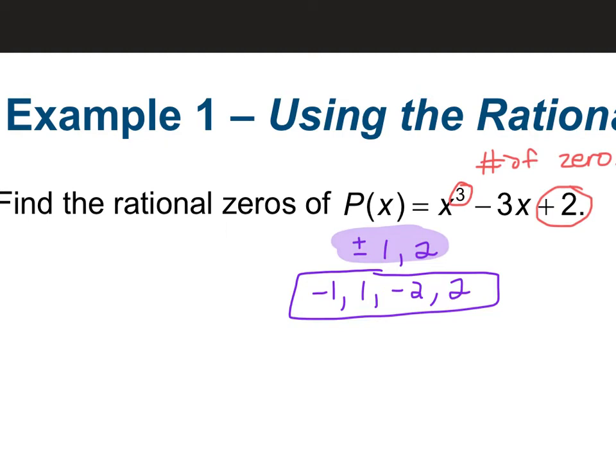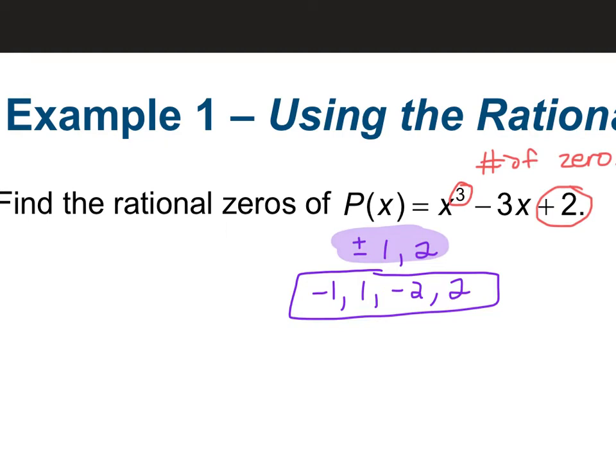I always start with +1, and then if that doesn't work, I go to -1. And then if that doesn't work, I go to 2. And then if that doesn't work, I go to -2. Some of you are going to say, well, I want to just start and try with -2. Okay, do whatever you want. I'm just trying to show you what I think is the easiest way and the most time efficient way.